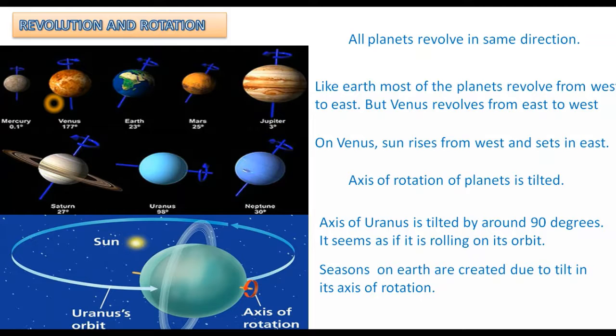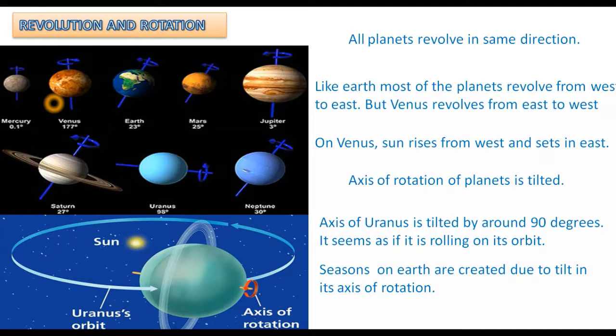Okay, and it means that when planets revolve from west to east, the sun will rise from the east and set in the west, right? But on Venus, when Venus is revolving from east to west, it appears that the sun rises from the west and sets in the east.